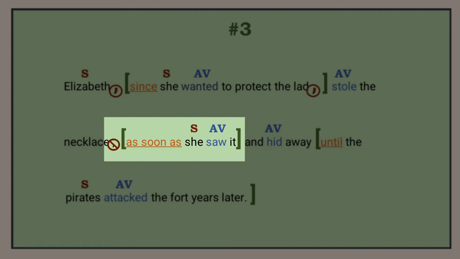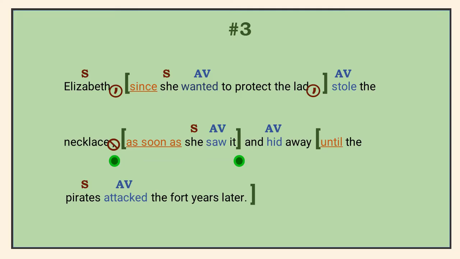If you thought that as soon as she saw it was interrupting the independent clause as well, you should have left the comma after necklace and put one after it to be consistent in your thinking. However, the adverbial clause actually comes after the subject and verb it modifies, so no commas. Finally, the sentence ends with another adverbial clause that tells when she hid. No commas because it comes after the subject-verb combination in the independent clause it modifies.